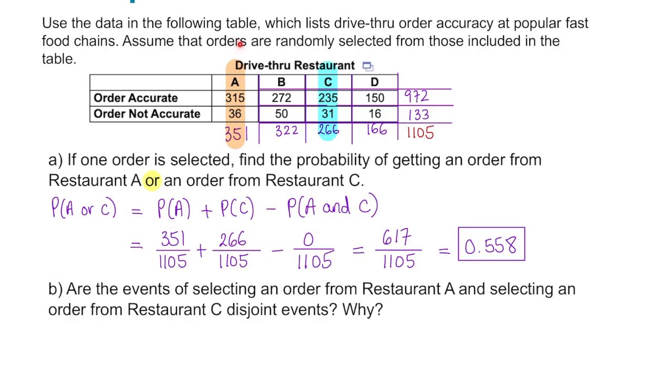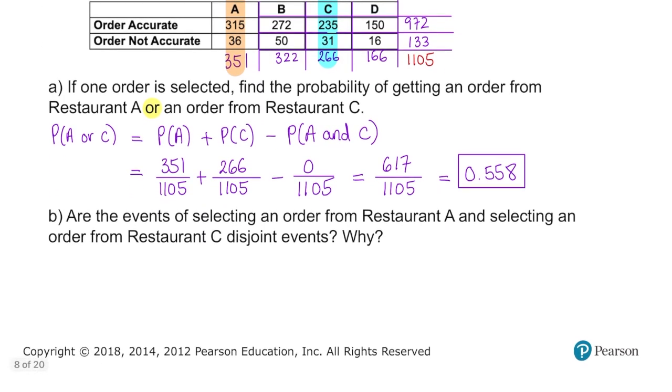These are the orders from restaurant A, and these are the orders from restaurant C. They don't have anything in common. That's why A and C are disjoint. Or you can say the probability of A and C is equal to 0. That's why A and C are disjoint.